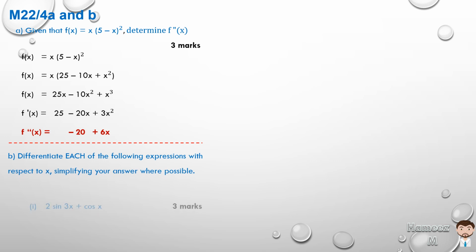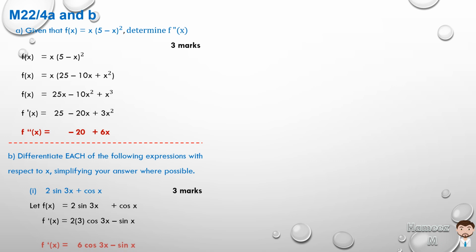B. Differentiate each of the following expressions with respect to x, simplifying your answer where possible. Part 1. 2 sine 3x plus cos x. So let f of x equal 2 sine 3x plus cos x, and we want to find f bar x. So when we differentiate that, we'll get 2 times 3 cos 3x minus sine x. So f bar x is equal to 6 cos 3x minus sine x.